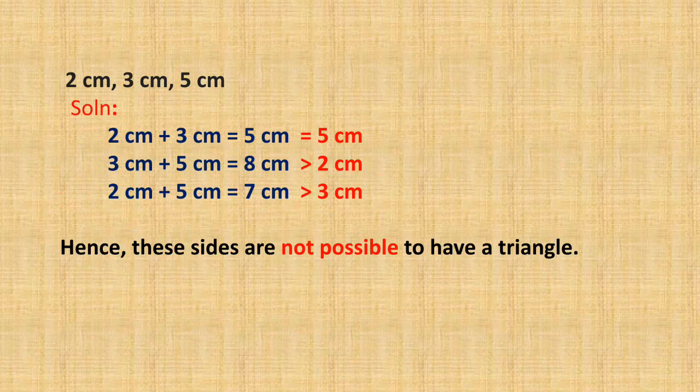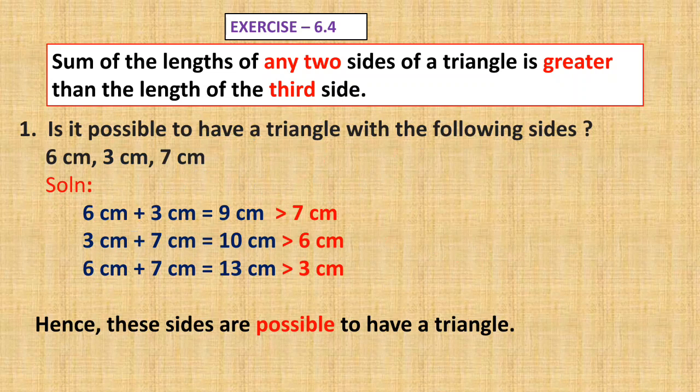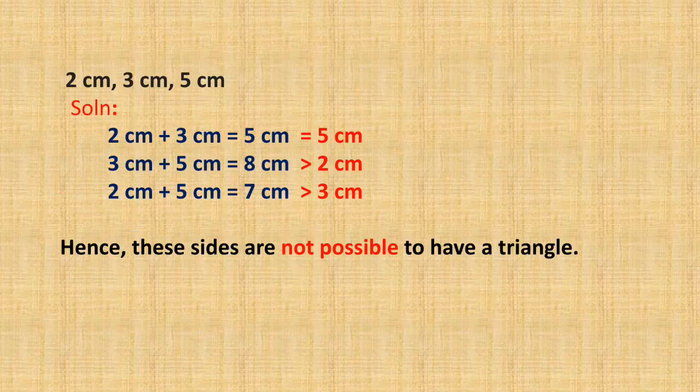Here, in the first possible way, 5 equals 5. But what's the property? The sum of any two sides of a triangle is greater than the third side. So, this measurement will not form a triangle, because one possible way is not true. 5 equals 5 is false. So, these sides are not possible to have a triangle. Clear?